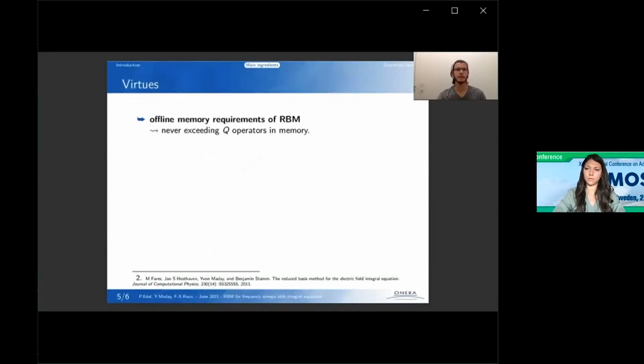Let me briefly comment on the virtues of this offline strategy. To start with, the offline memory requirements will never exceed q operators simultaneously in memory.